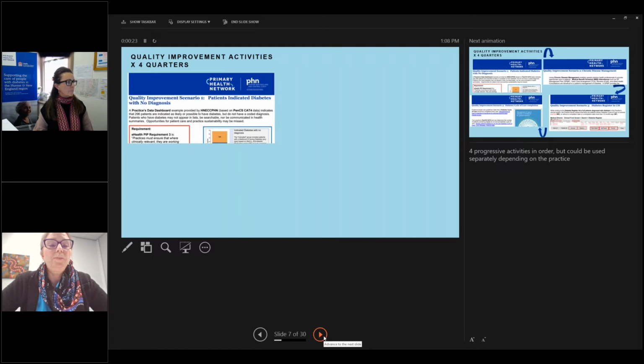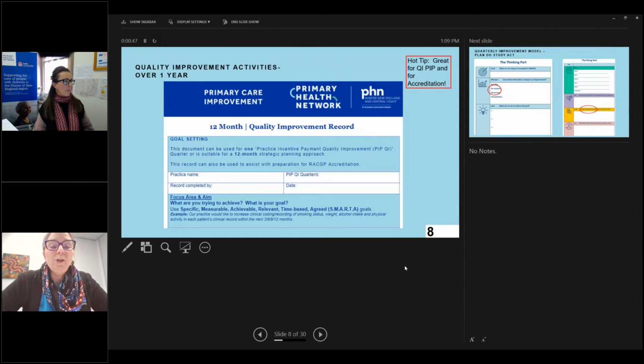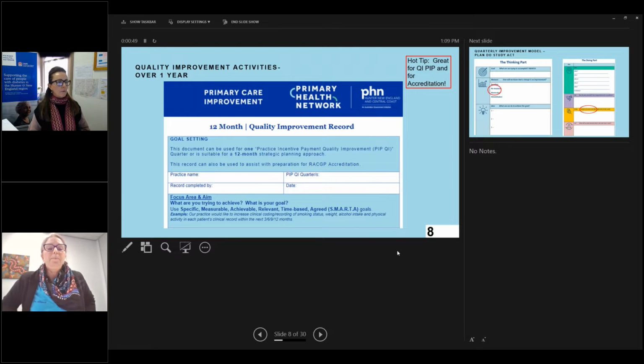So what we've done is built 4 quarters of quality improvement activities around diabetes. So the first one's about patients that are indicated but not coded. The second quarter could be about chronic disease management. The third quarter could be about using the diabetes register in your system. And the fourth quarter would be about diabetes cycle of care completion. And that could fill a 12-month year, which is really useful for accreditation and quality improvement PIP purposes.